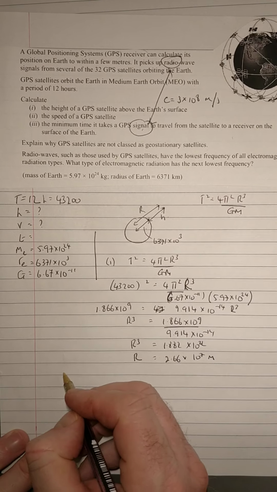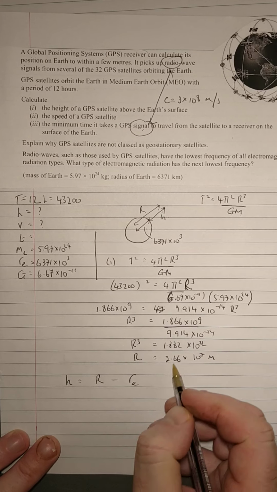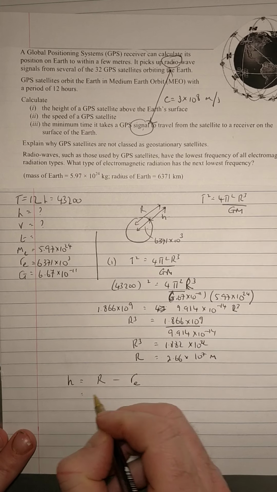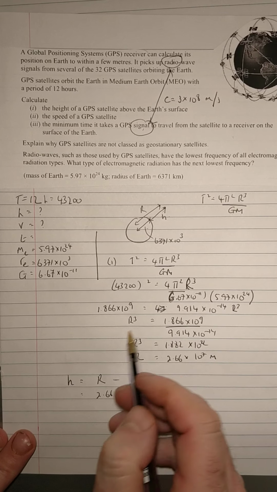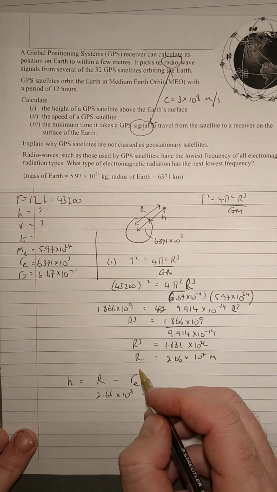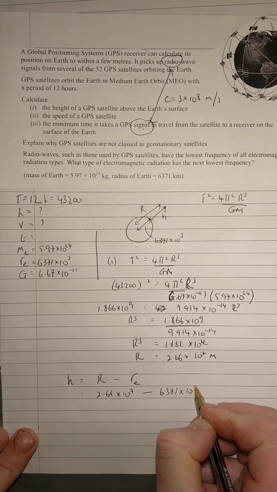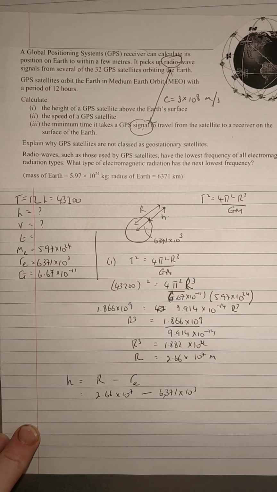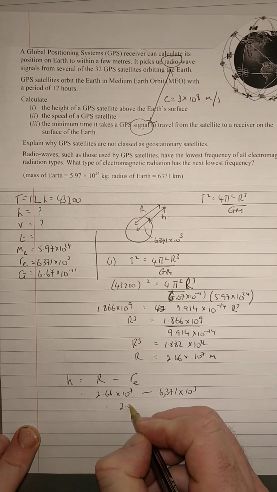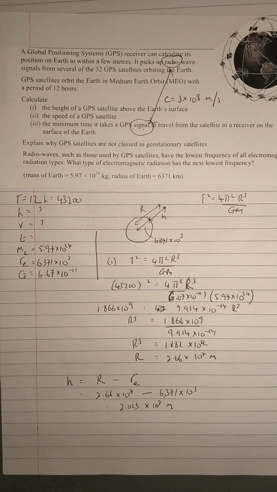So the height is going to be the radius of the orbit minus the radius of the Earth. So the height is going to be that 2.66 by 10 to the power of 7 minus the radius of the Earth, which is 6,371 by 10 to the power of 3. And we're getting a value of 2.023 by 10 to the power of 7 meters. Okay, that's it.